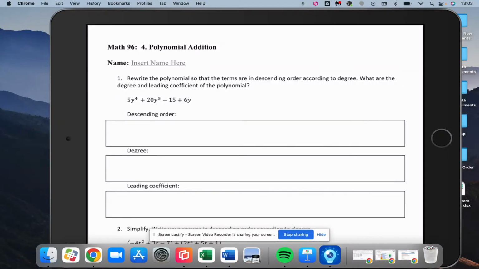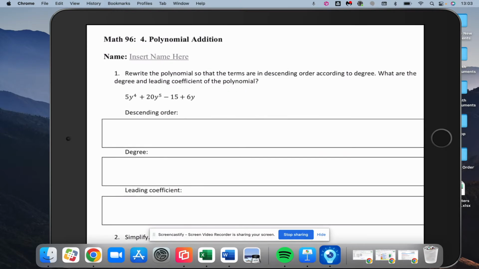All right, so homework 4, we have some polynomial addition going on. And to start us off, we're asked to write each polynomial. Polynomial is a fancy way of saying a math problem that has more than one term in it, or more than one number, or more than one variable. And so we're asked to write this in descending order.